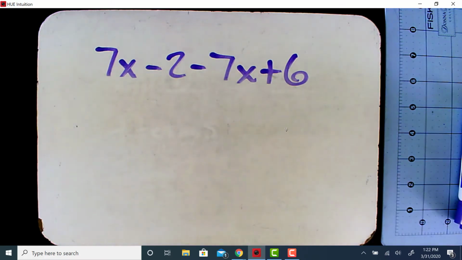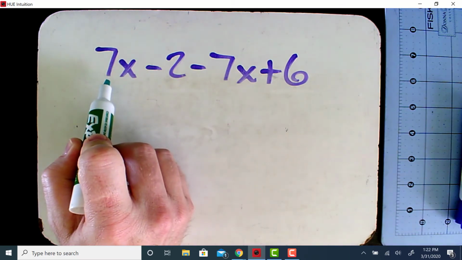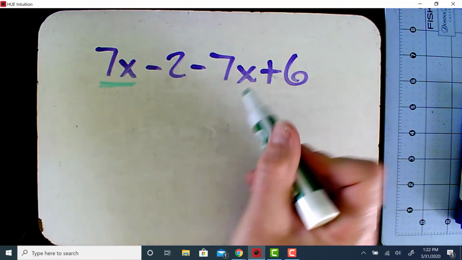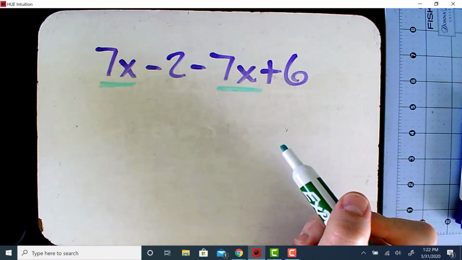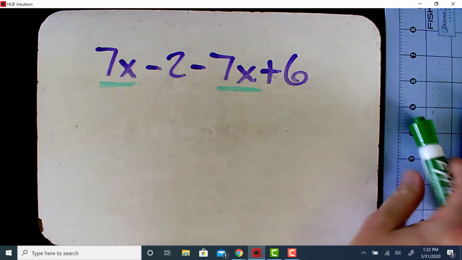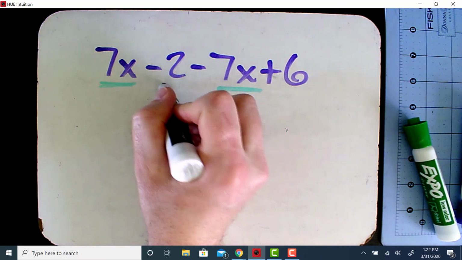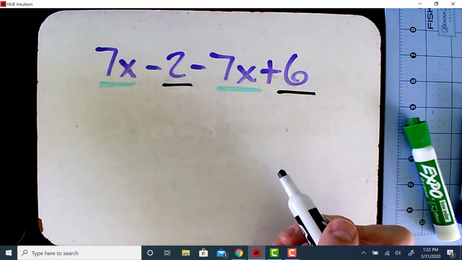The first thing I'm going to do is combine like terms. Now, in order to combine them, I've got to first figure out which ones are like terms. So I start with my first term in the expression, that's 7x. And I notice it's got an x. And as I look through my expression, I notice that I have another one that has an x as well. Okay, so those are like terms. Now, if I'm looking through, I can see that I've got other terms here. 2 is a constant, and 6 is also a constant. So those ones would be like terms with each other.